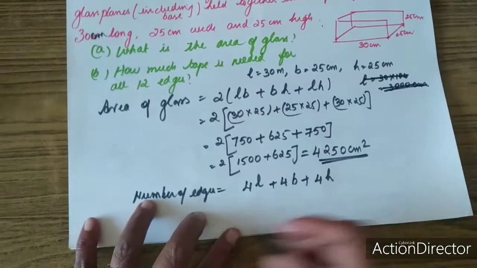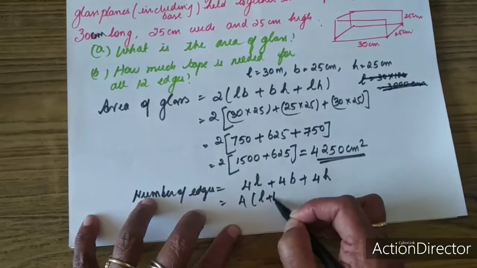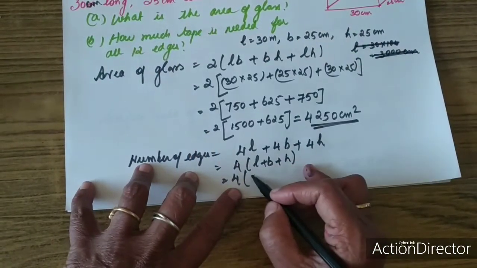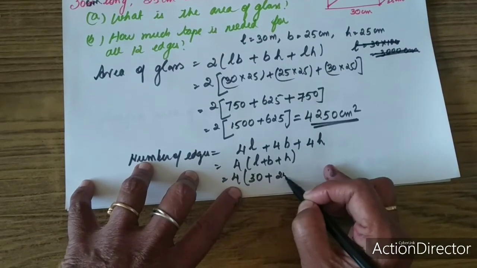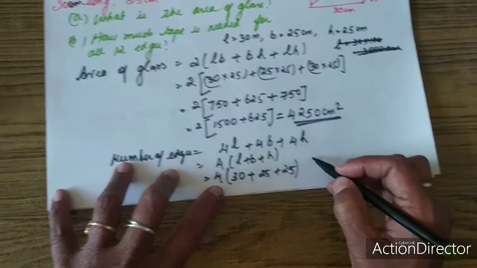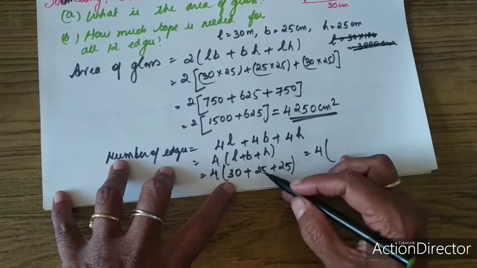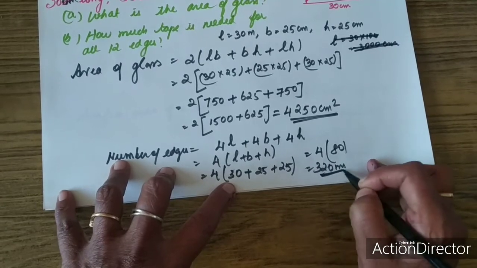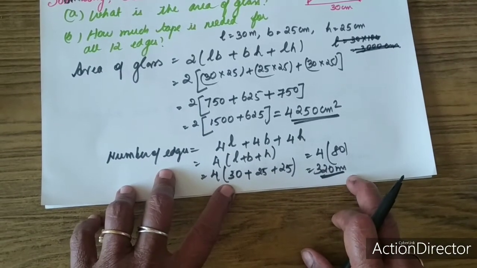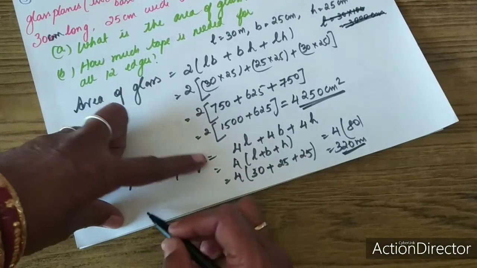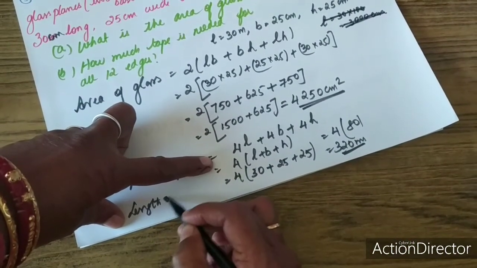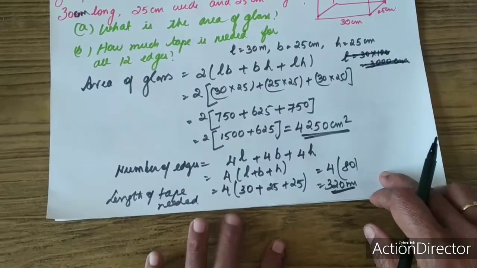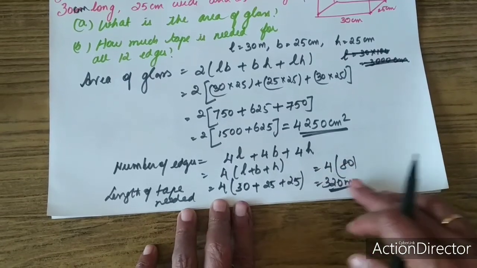So taking 4 common, you have (L plus B plus H), which is nothing but 4 into (30 centimeter plus 25 plus 25). So this is equal to 4 into 80, which is equal to 320 centimeter. So the length of tape needed is equal to 320 centimeter. So this is how you should understand the question clearly and then do it.